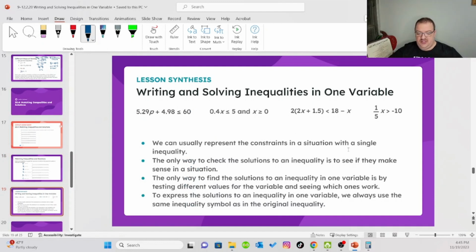Our lesson synthesis, writing and solving inequalities in one variable, says we can usually represent the constraints in a situation with a single inequality. The only way to check the solutions to an inequality is to see if they make sense in a situation. The only way to find the solutions to an inequality in one variable is by testing different values for the variable and seeing which ones work. To express the solutions to an inequality in one variable, we always use the same inequality symbol as the original inequality.